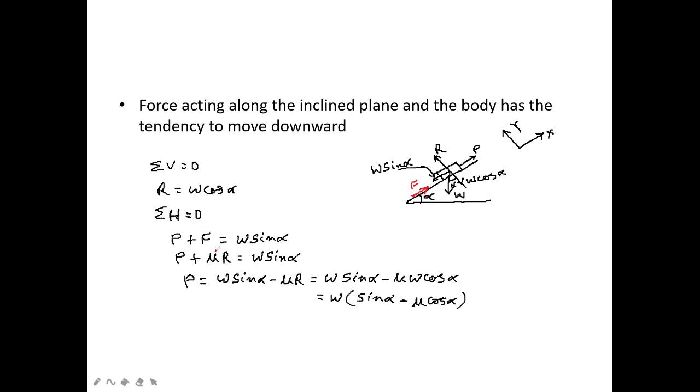Again, you put what is F? F is mu into R. So P equal to W sin alpha minus mu R. You put the value of R. So W sin alpha minus mu W cos alpha. So finally, you will get P equal to W (sin alpha minus mu cos alpha).